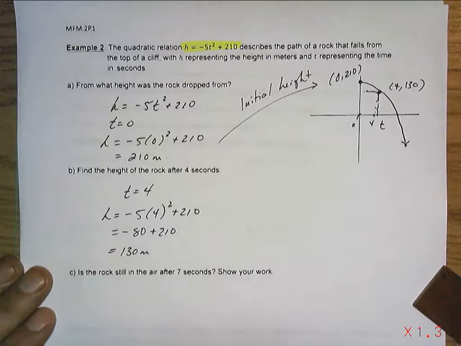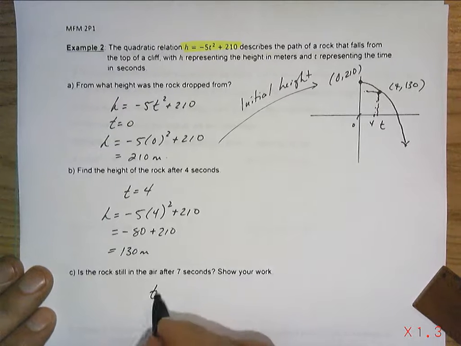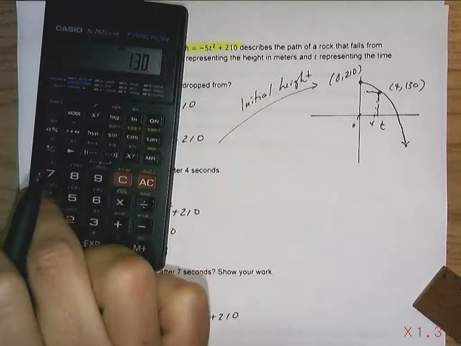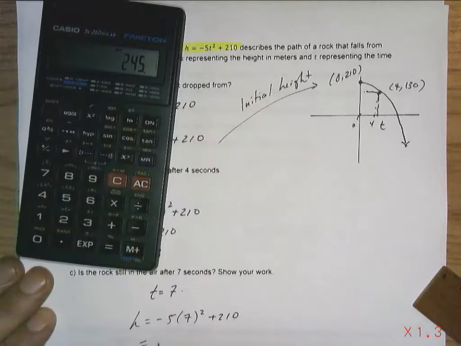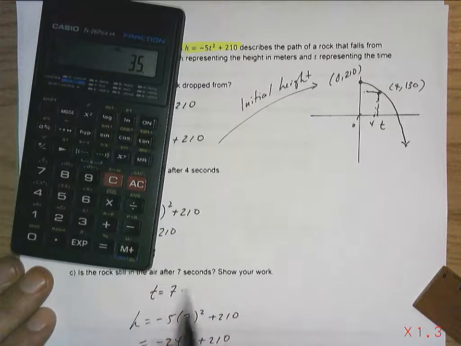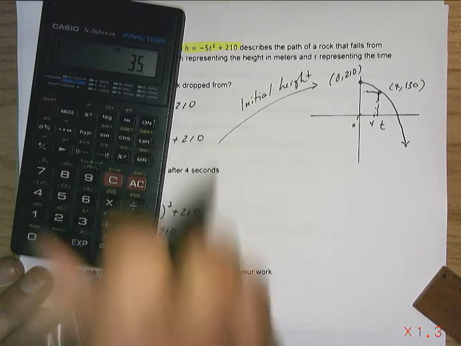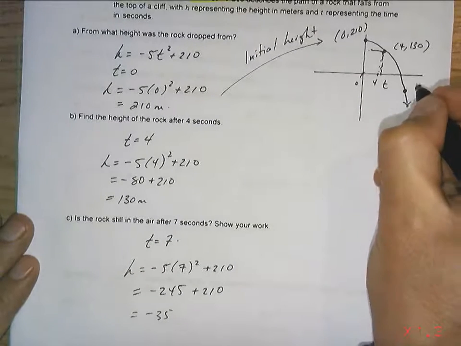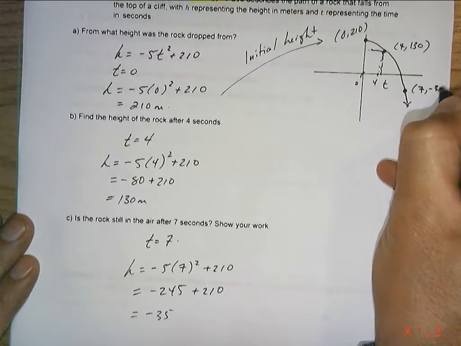Is the rock still in the air after 7 seconds? Oh, that's a good question. I guess what we'll do is we'll find out its height at 7 seconds. So h equals negative 5 times 7 squared plus 210. 7 squared is 49, people. So 49 times 5 equals negative 245 plus 210, which is going to give us negative 35. Now think about that. So we're at negative 35 meters. So we're out here somewhere. We're at 7 comma negative 35.